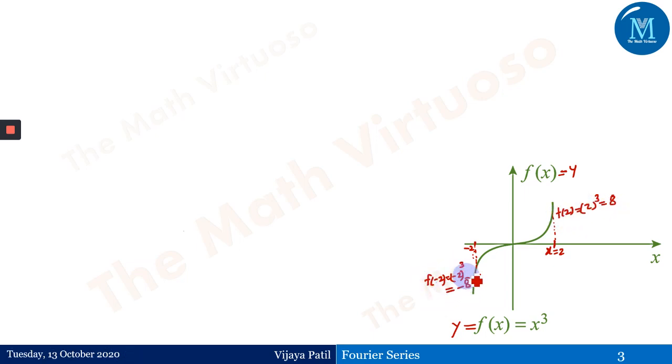That means f of minus 2 is equal to minus 8, which is the same as minus f of 2. Minus f of 2, right? And I could write this down in a general way also. And if I want to consider another example, how is this curve going to look?